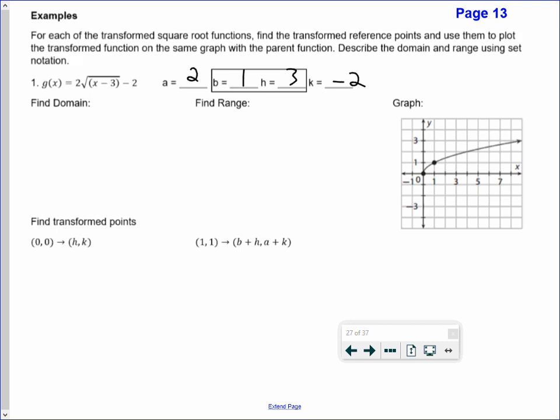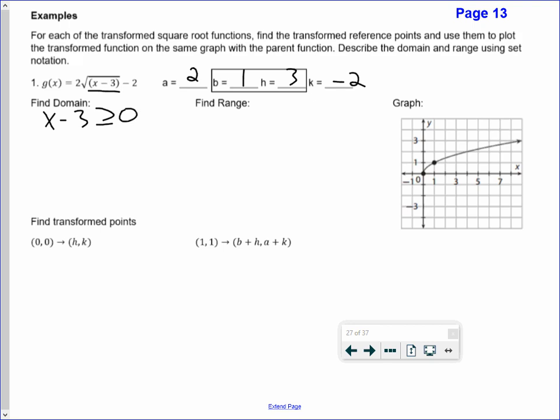The first thing you want to do is find the domain. There are 2 ways I want to go over for finding a domain. The first one is setting everything underneath the radical, underneath the square root, to be greater than or equal to 0. For our purposes, we always want everything underneath the square root to be greater than or equal to 0.